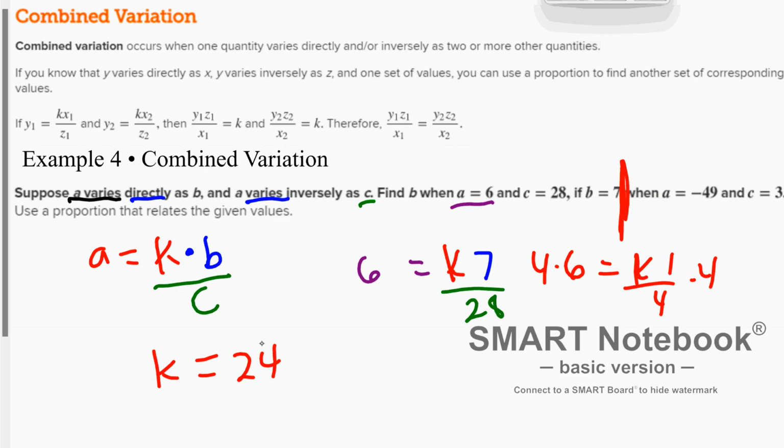Now I know my K, so I can plug K back into this combined variation equation. So I have A equals my K, which is now 24, times B, divided by C. Now the second part of the problem is going to give you two of these three variables, A, B, and C, and ask you to solve for the other one.